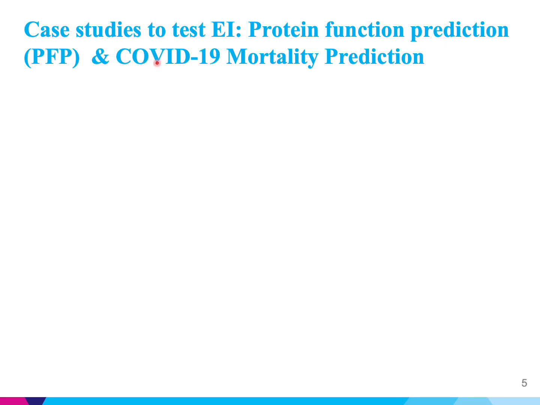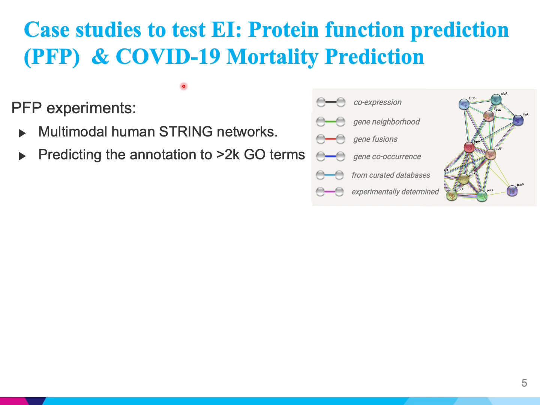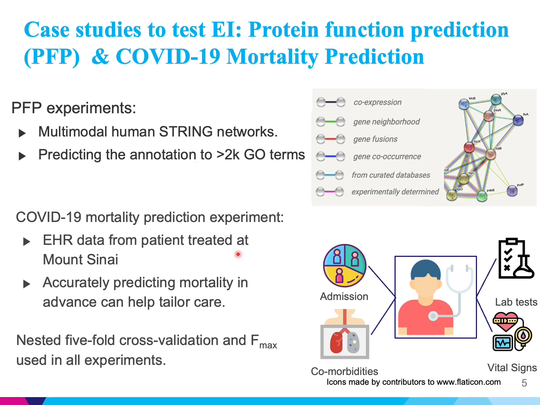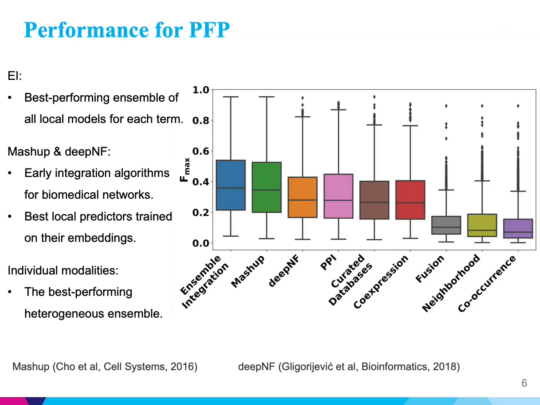We test EI on 2 representative biomedical problems. First, in bioinformatics, we test EI on protein function prediction. Secondly, in clinical informatics, we test EI on predicting COVID-19 mortality. These experiments were evaluated in repeated cross-validation, and the prediction performance was measured by Fmax.